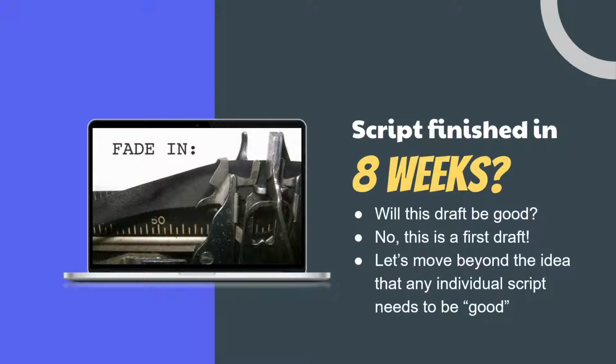So, script finished in 8 weeks. Will this draft be good? No. And let's move beyond the idea that any draft has to be good, especially when you're just learning. It doesn't really matter if it's good or not. You have to think of these as bricks in the road. And you can't stop and think way too much over whether or not any brick is a masterpiece of a brick. You have a road to build.